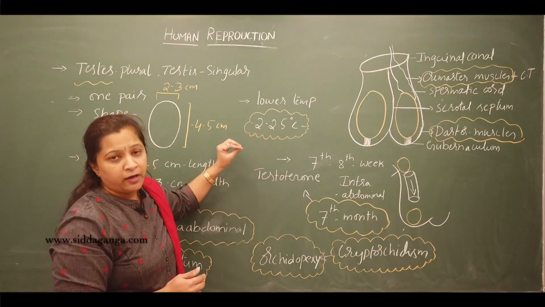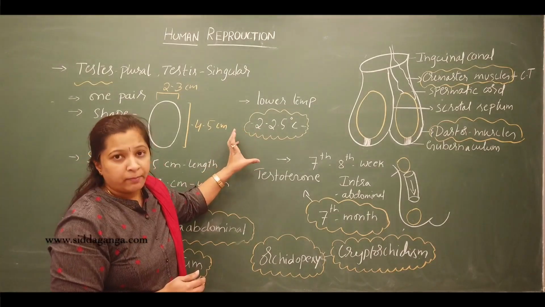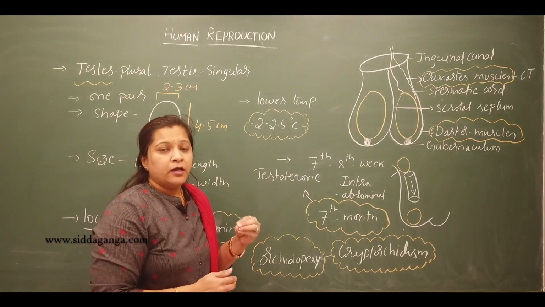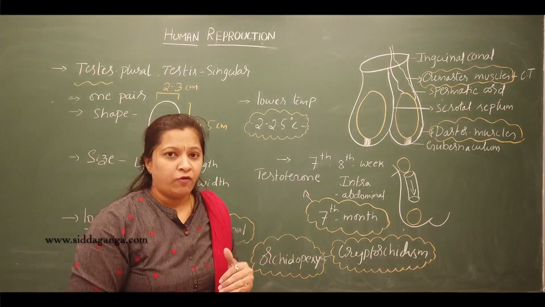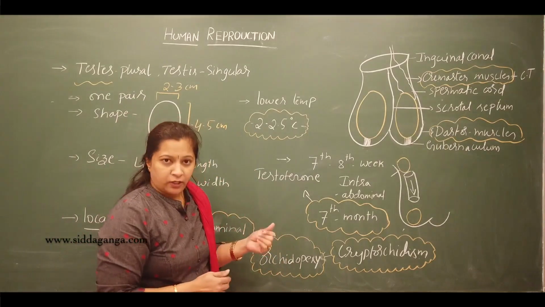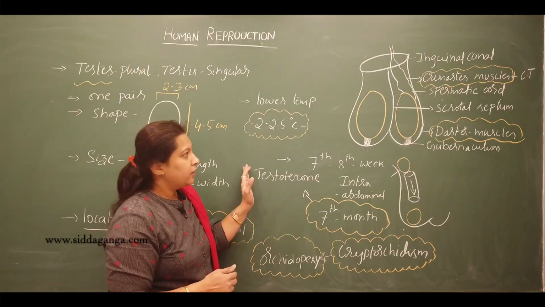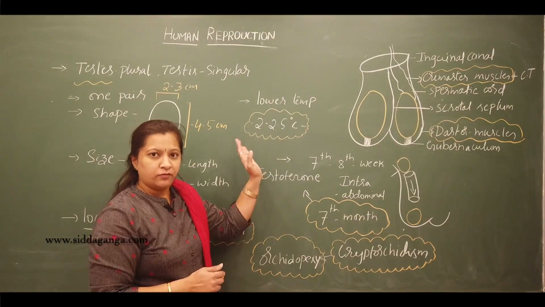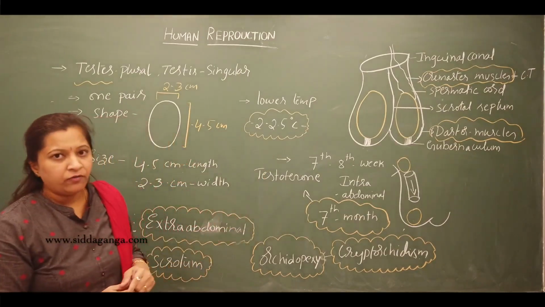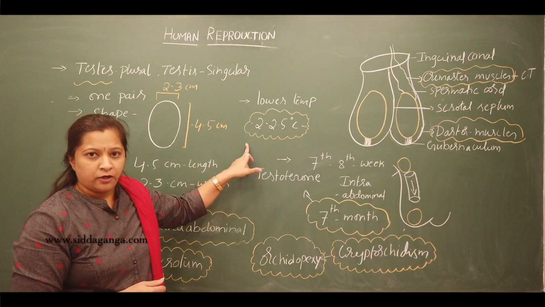Suppose if there is high temperature, the high temperature will kill the initial stages of the sperm forming cells. So that leads to what? Sterility. They are unable to produce the sperms. So this is the suitable temperature for the normal production of the sperms. Okay, understood all of you?